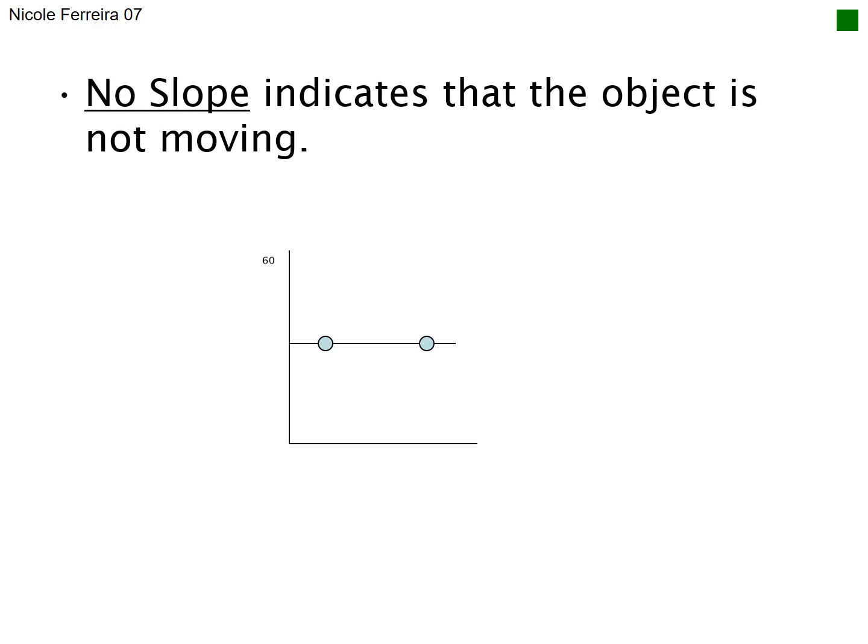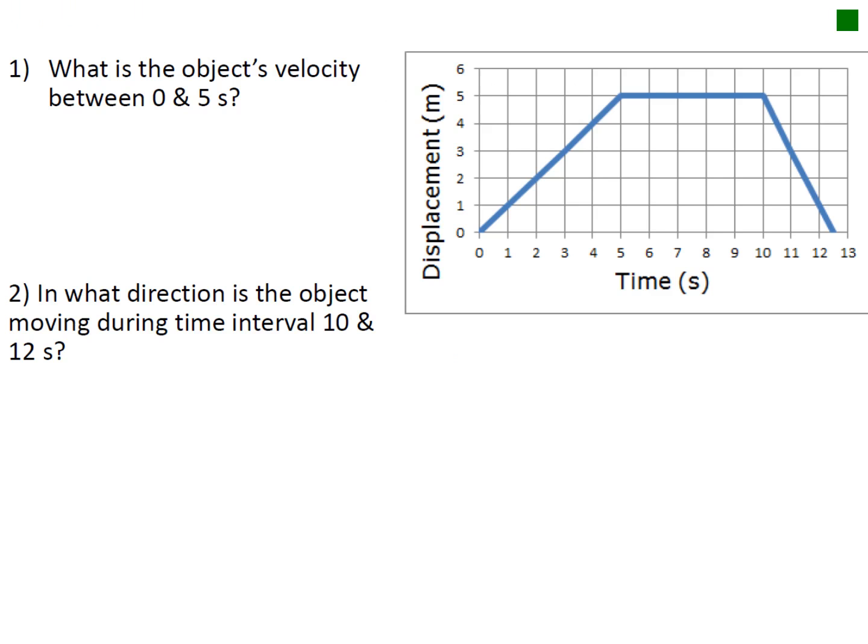And then no slope on a position time graph indicates that the object is not moving. Over time it's just staying put. So what you will be asked to do is to find an object's velocity and describe its motion using a position time graph. In this first segment, the object is moving away from the origin. Here it's stationary, it's not moving. And in the third segment, the object is moving toward the origin or the starting point.